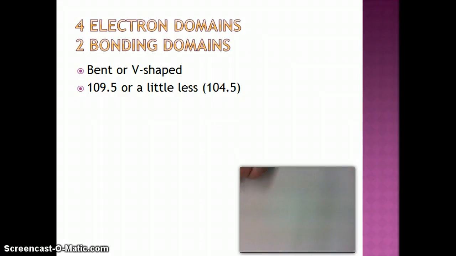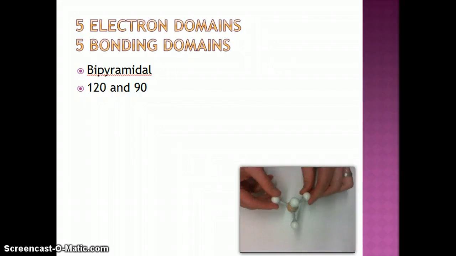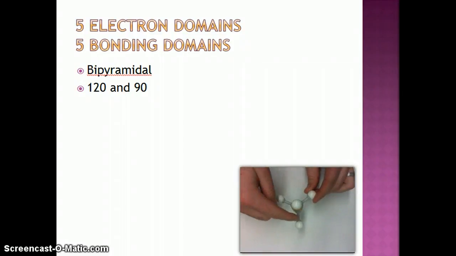Right. Okay, so now we get into the fun ones. Now we're talking about things with 5 electron domains and 5 bonding domains. This guy is crazy. This is called a bipyramidal shape. Now you'll notice that there are 2 different bond angles. As I look down at the equatorial bonds, you'll see that the angle between them is a 90-degree angle.